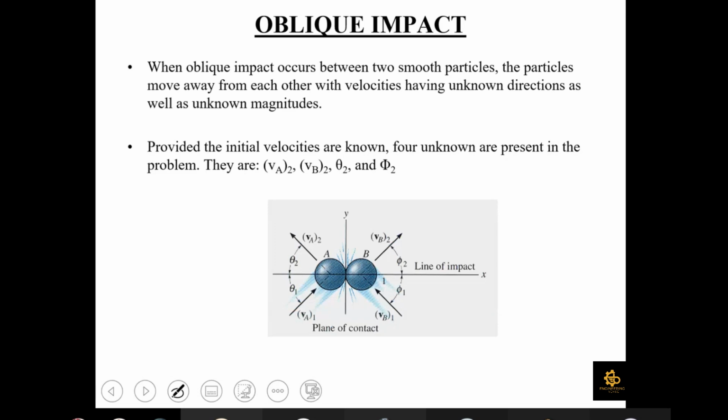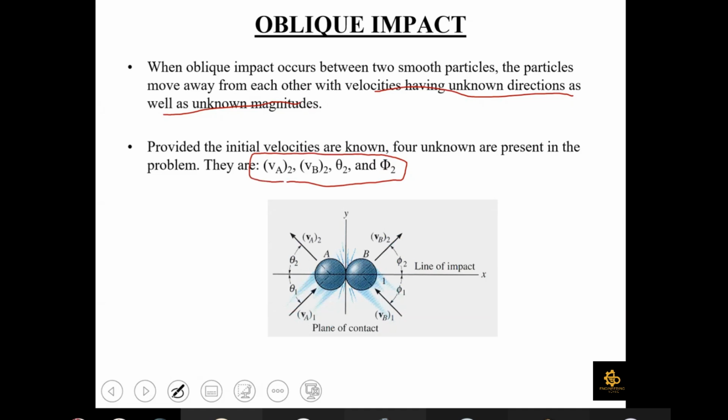Now, as we have discussed earlier as well, when does oblique impact occur? Whenever the two colliding particles, if either one or both of them are traveling at some angle with respect to the line of impact, then that particular type of impact is termed as oblique impact. When oblique impact occurs, both these particles move away from each other with velocities having unknown directions as well as unknown magnitude. So overall, the number of unknowns involved in case of oblique impact are 4. It means that in order to solve for these 4 unknowns, we will be requiring 4 equations.